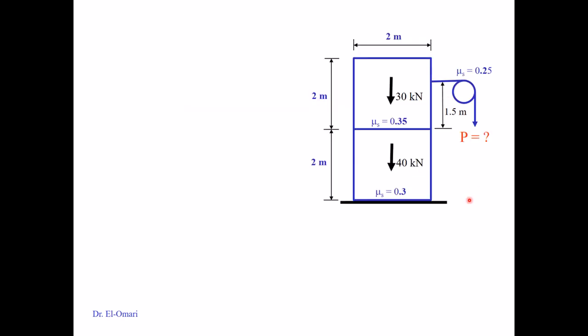So let's do an example. In this example, you have P, a force. What is the magnitude of that P that will put this system in motion? So we need to find P that will put it in motion. The first step: you have two boxes on top of each other. The surface between the two boxes has a coefficient of static friction of 0.35, and there's also another coefficient of static friction between the lower box and the ground.